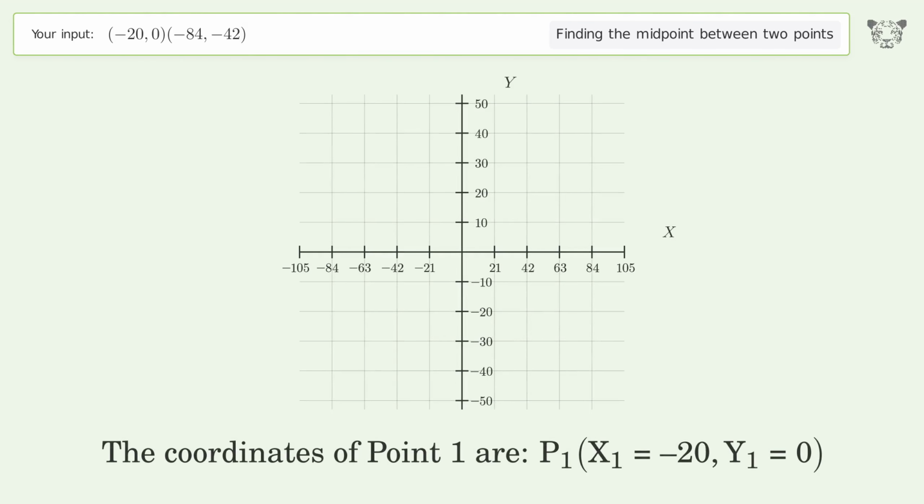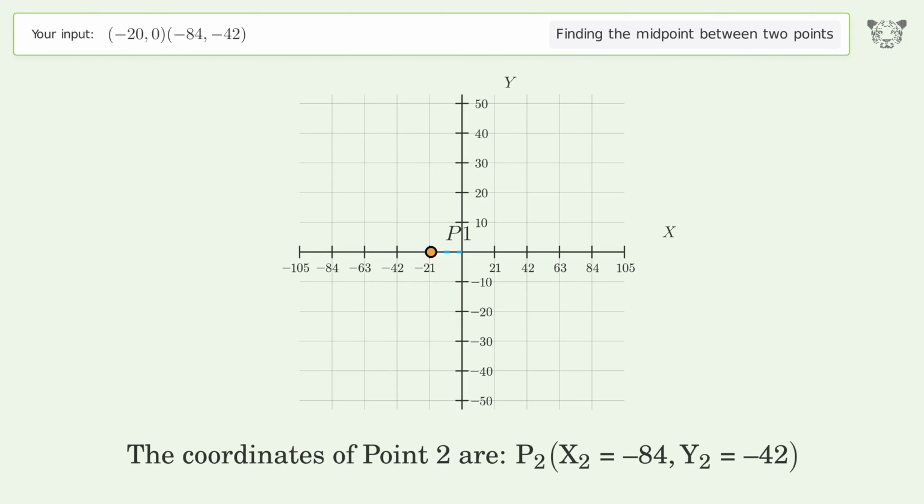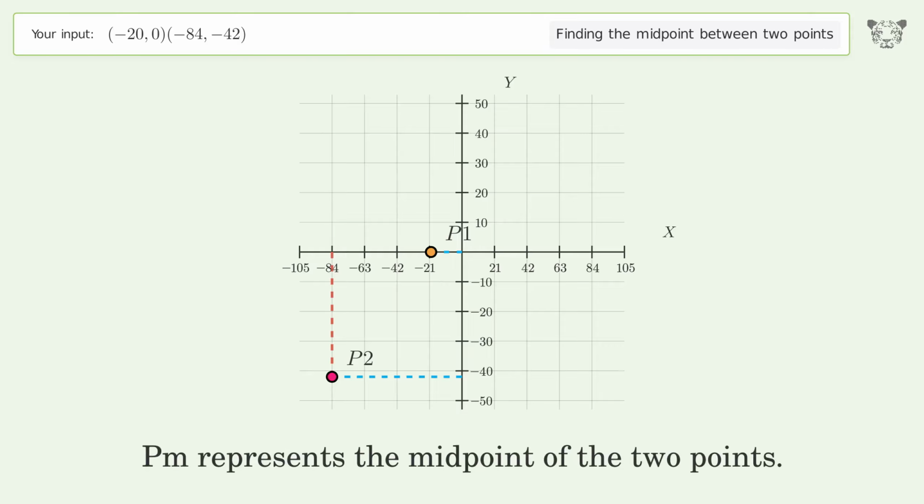The coordinates of point 1 are x1 equals -20, y1 equals 0. The coordinates of point 2 are x2 equals -84, y2 equals -42. PM represents the midpoint of the 2 points.